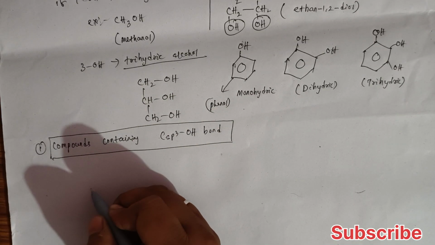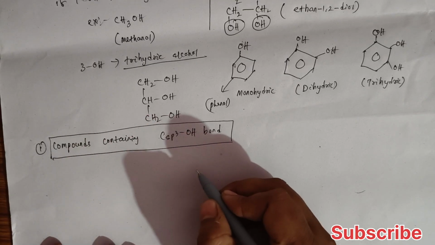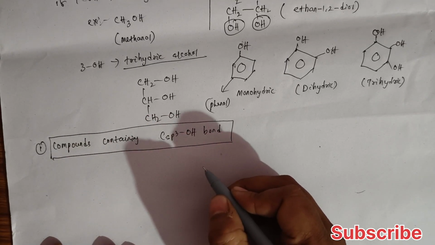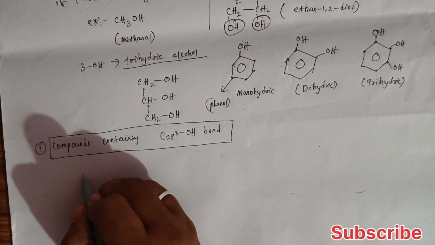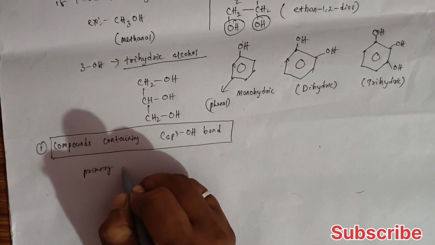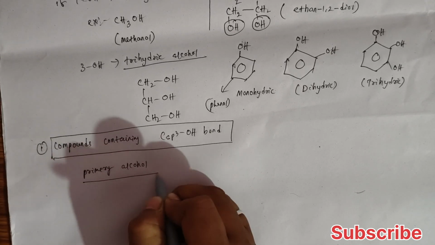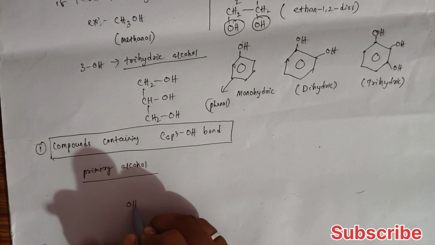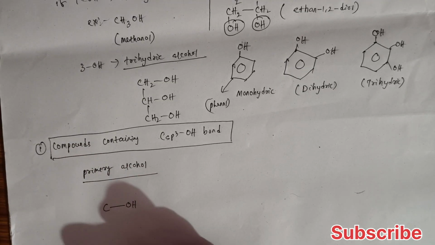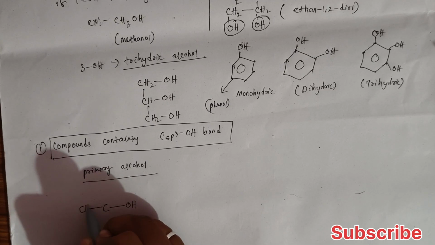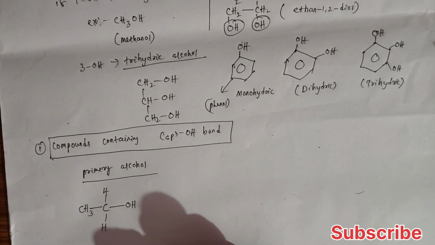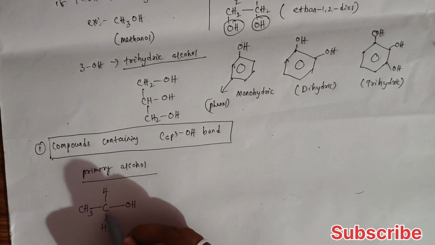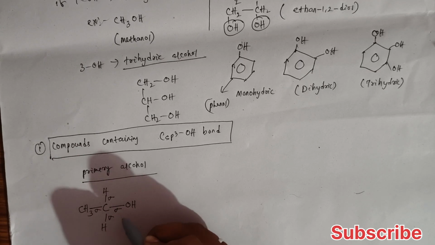Let us take an example of a primary alcohol. What is a primary alcohol? If the OH group is attached to one carbon atom and that carbon atom is attached to another carbon atom, then this kind of alcohol is called a primary alcohol. As you clearly see here, the OH group is attached to one carbon atom and this carbon atom forms only 4 sigma bonds.